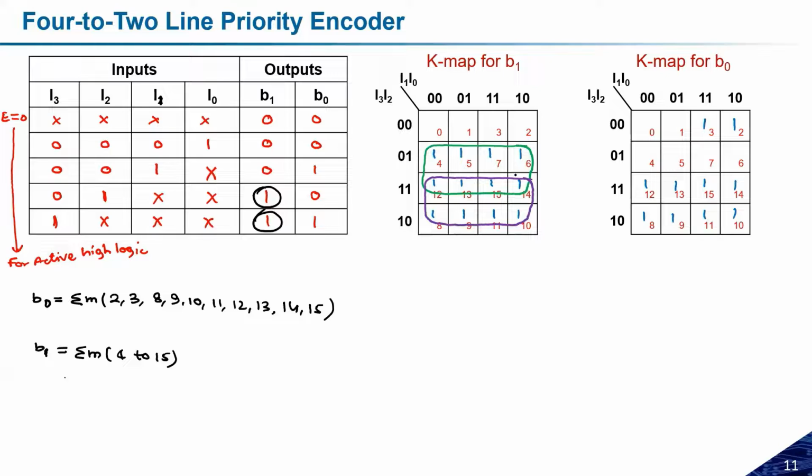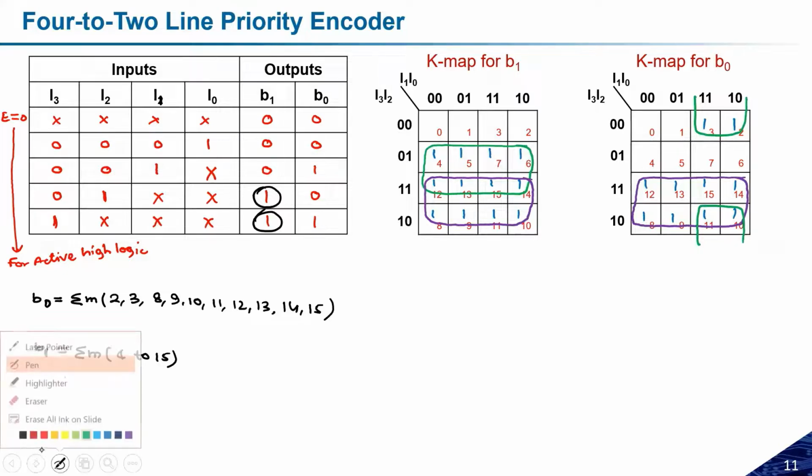And if we try to simplify, what is the logic? Similarly for this one, we can make one octet, not a quad, two octets. So one octet will be here, and one quad I can make something like here. So one quad and one octet will be for B0. If we try to simplify these two, what will be the output? Let us try to see. Can anyone tell me the simplified version of B1?